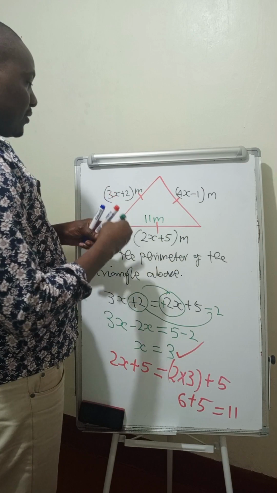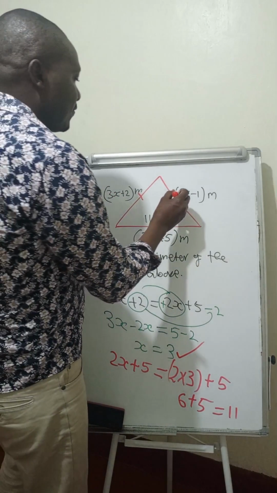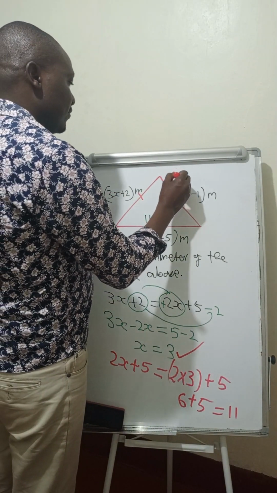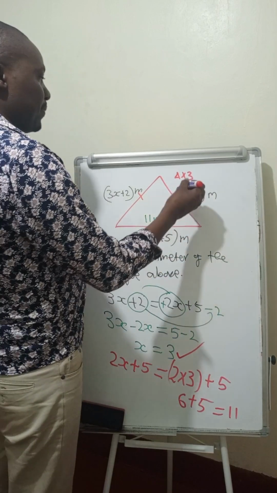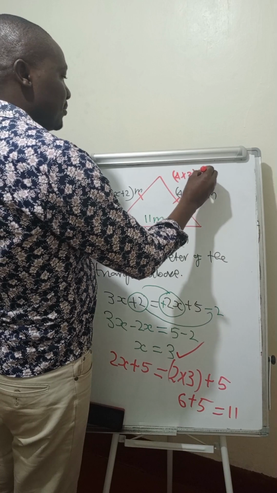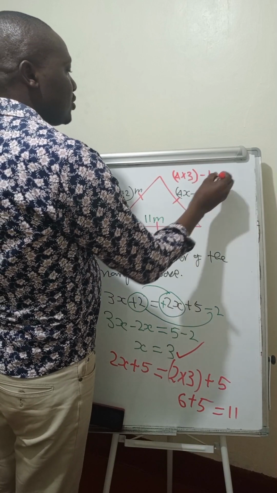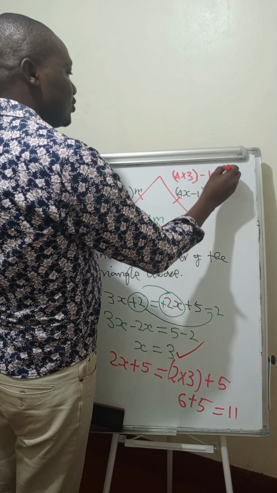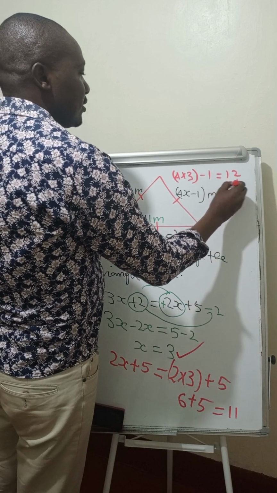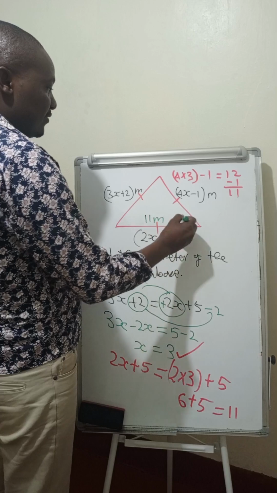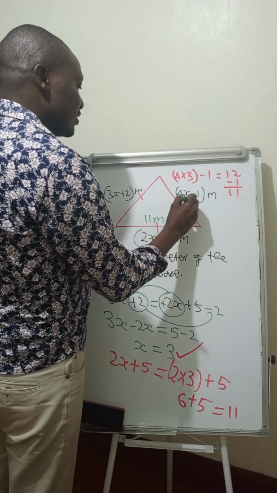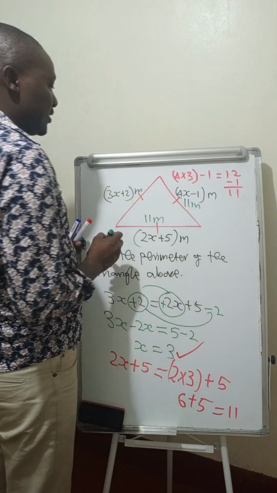Let's see. This one is 4x, which is 4 times 3. X is 3. Then subtract 1. So we have 4 times 3 is 12. Take away 1, you'll get 11. So you can see this side is 11 meters, this side is also 11 meters.